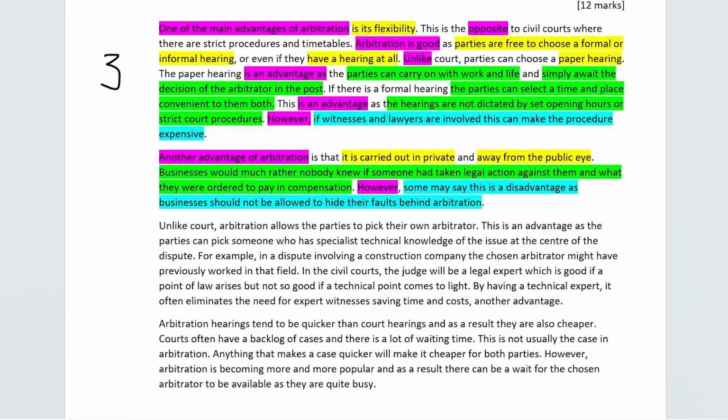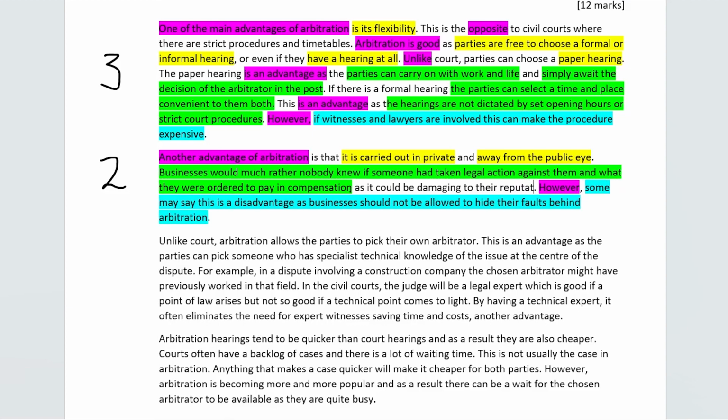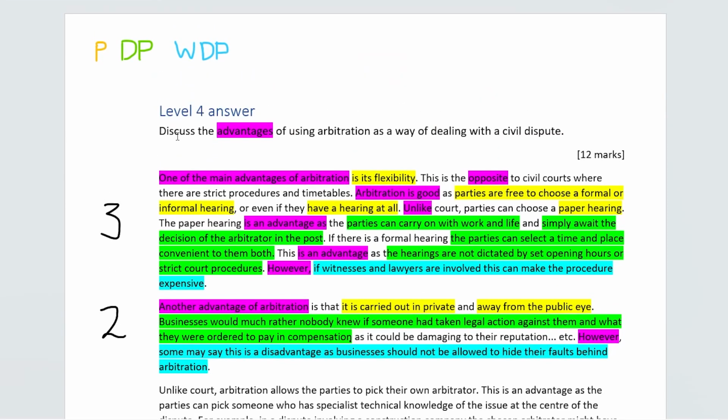I'd say this question is worth 2 marks because I'm being a bit strict here, but I say it's worth 2 marks because he could have added in a bit more. He could have explained why this is an advantage for businesses. So he could have written something like, as it could be damaging to their reputation, and so on. And that would further his developed point, explaining why it's an advantage, which is once again linking it back to the question.